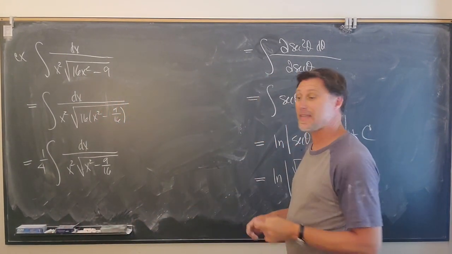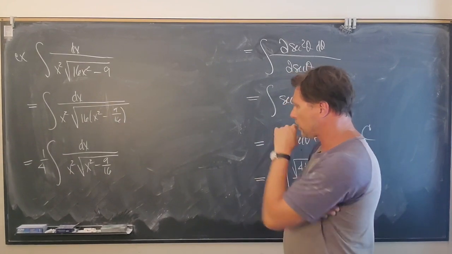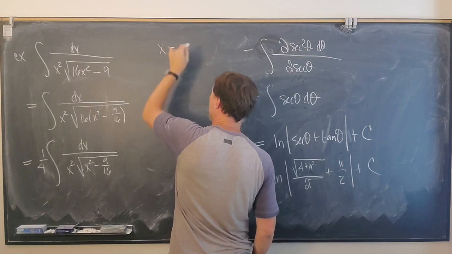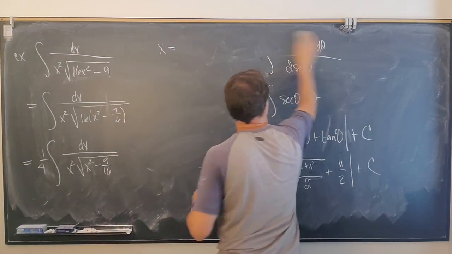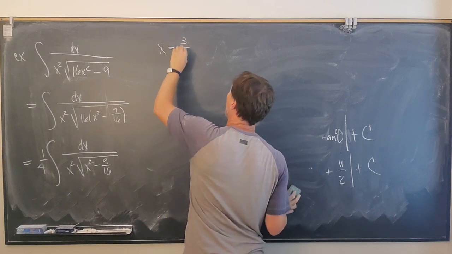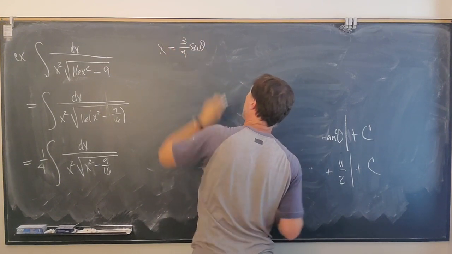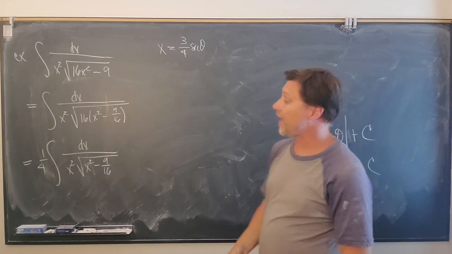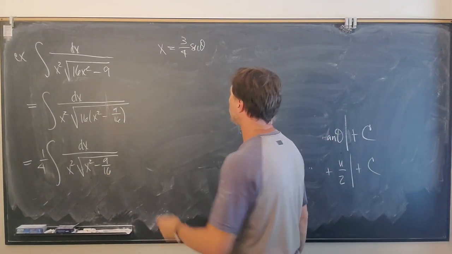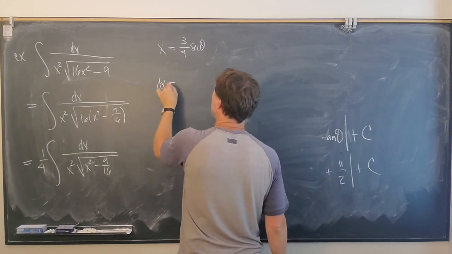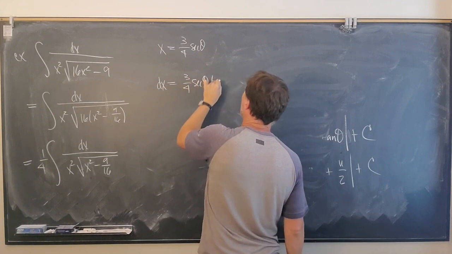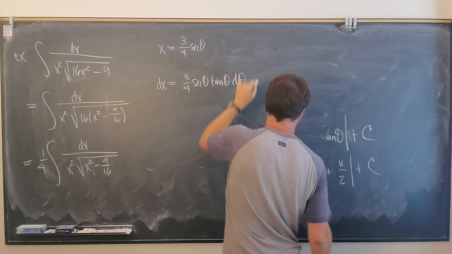In this case, it's a secant substitution, where, let's see now, how's this going to go? x is equal to 3/4 secant theta, right? In this case, we have an x squared minus a squared, where a is 3/4. Okay, then we compute dx. We get 3/4 secant theta tangent theta d theta.